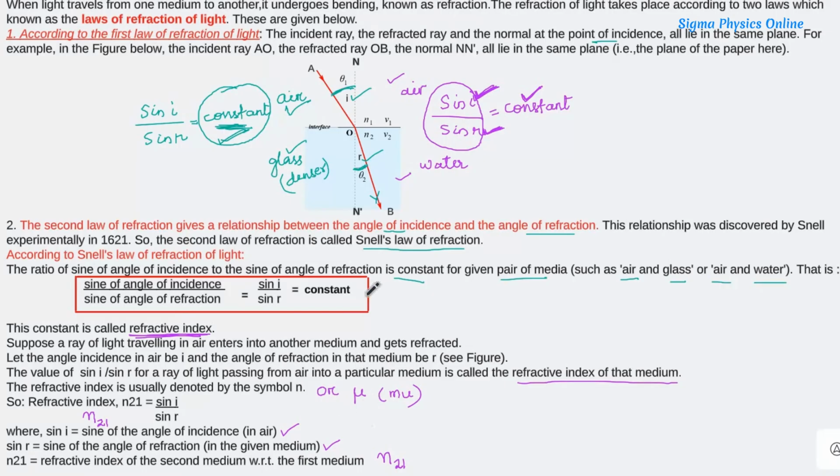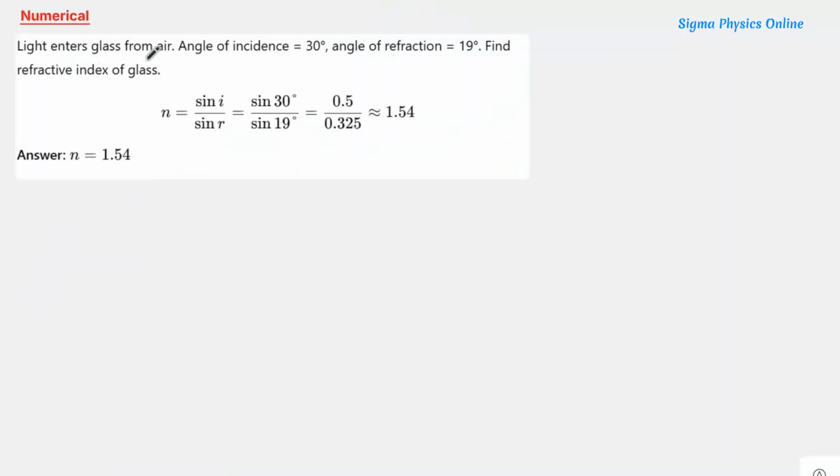Now let's solve a numerical using this formula, which will help you to understand this formula better. So the question is, light enters glass from air. The angle of incidence is 30 degree. The angle of refraction is 19 degree. Find the refractive index of glass.